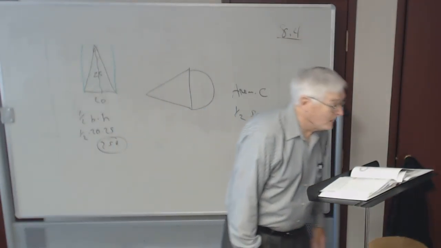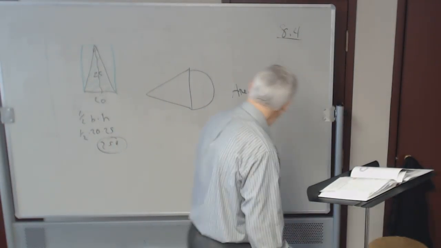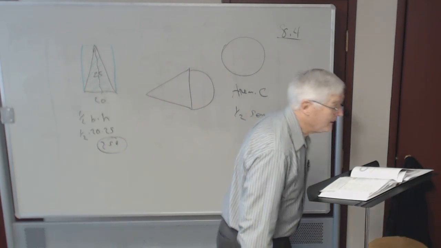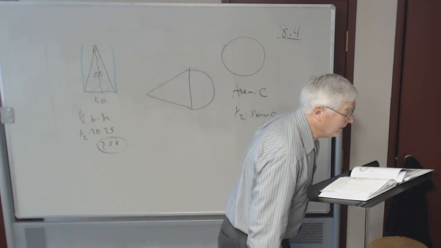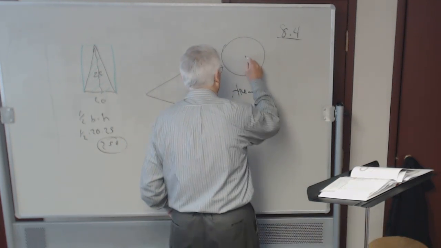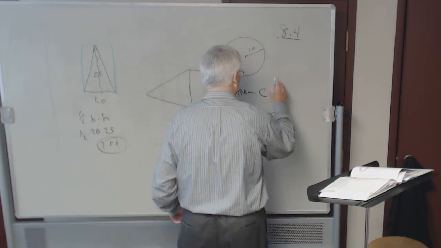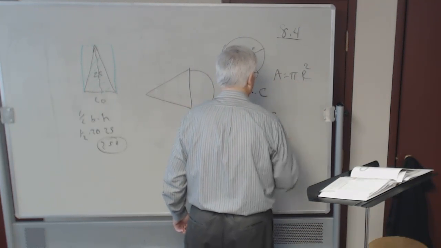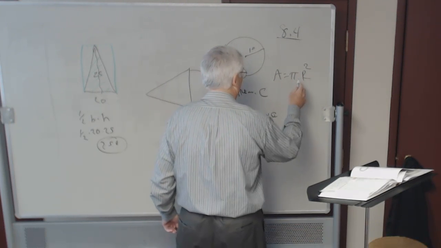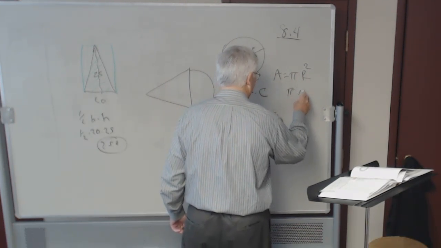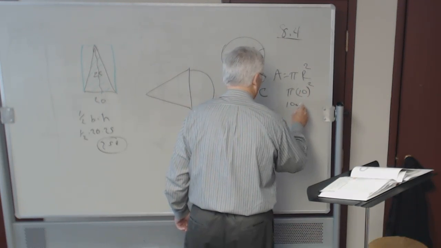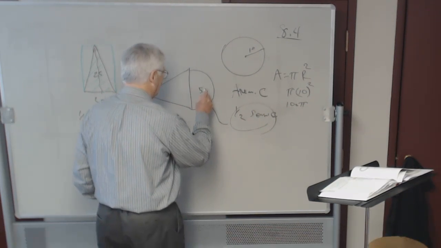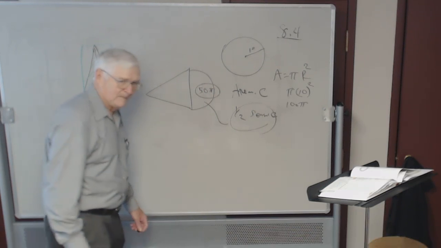So, what's the area of that circle? Well, what's it say? It says its radius is 10 and the area is what? Pi times the radius squared. So the area of the whole circle would be pi times 10 squared, or 100 pi. So the semicircle, half of it would be 50 pi. You follow that?